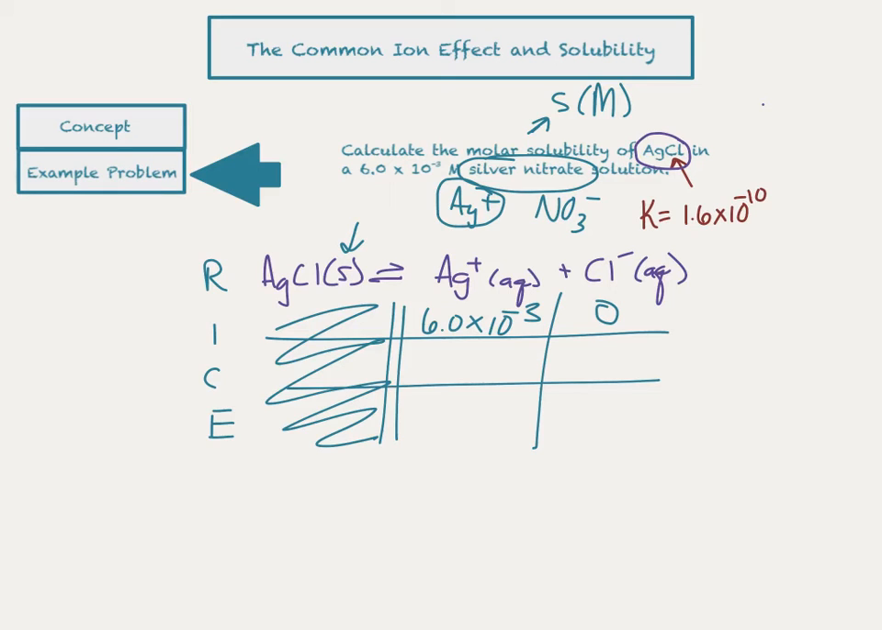Okay, now I would set up the rest of my RICE table, adding an X to both of these boxes, or in this case you can use S for solubility, that's fine too. And I know from my K value being so much smaller than my starting concentration that this particular X, or S value for today, is going to be so small that I don't need to write it down.